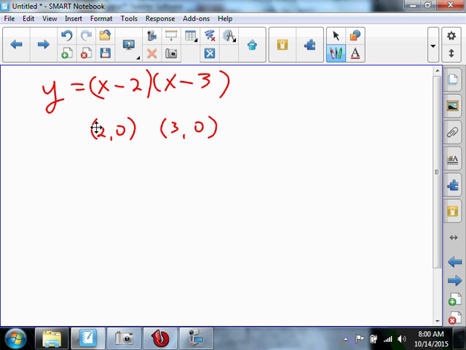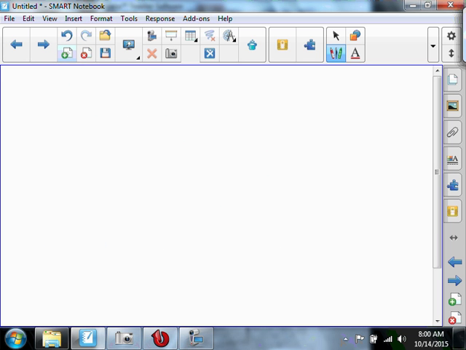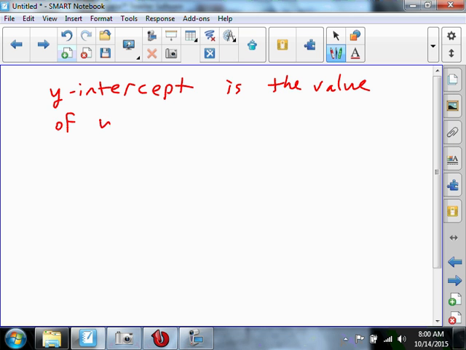Before we go any further, I want to define something so everybody has this definition. By definition, a y-intercept, I could define it 15 different ways, but I'm going to say a y-intercept is the value of y when x equals 0.